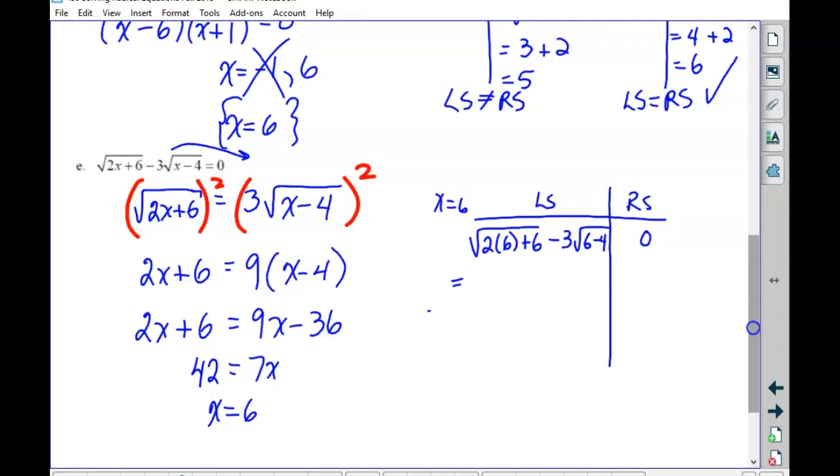Simplify each radical. You're going to need to simplify root 18 before you can subtract anything. So that's 3 root 2 minus 3 root 2, which is 0.